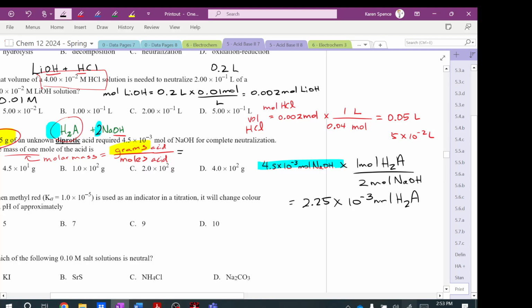So now we know that the grams are 0.45. That's in the question. We have found 2.25 times 10 to the negative 3 moles. We do the division, 0.45 divided by 2.25 e negative 3 equals 200. And that is grams per mole. So that's grams per 1 mole.